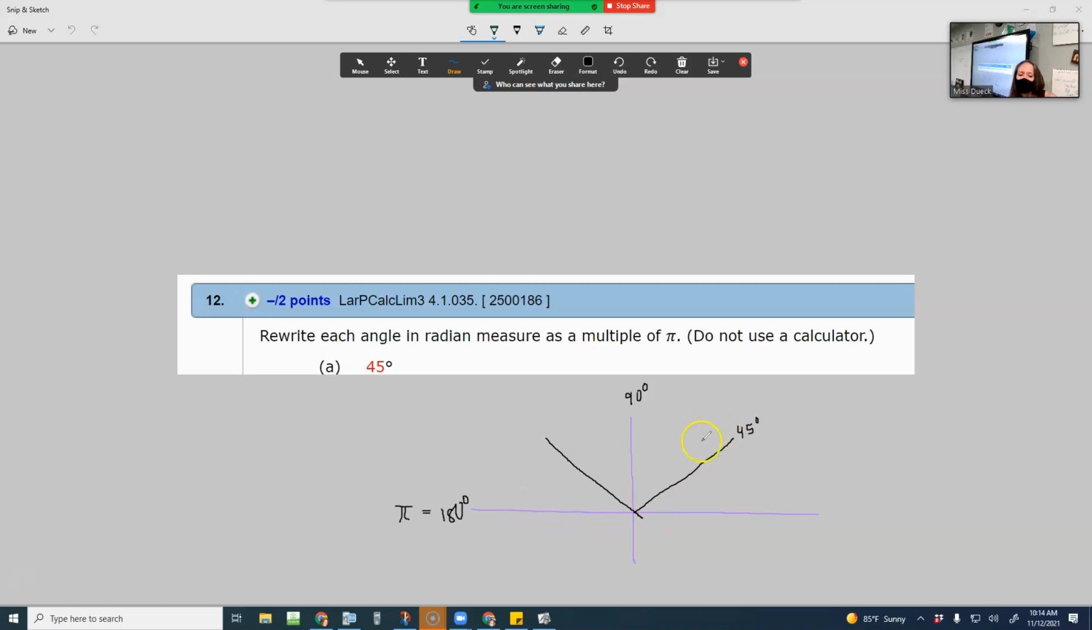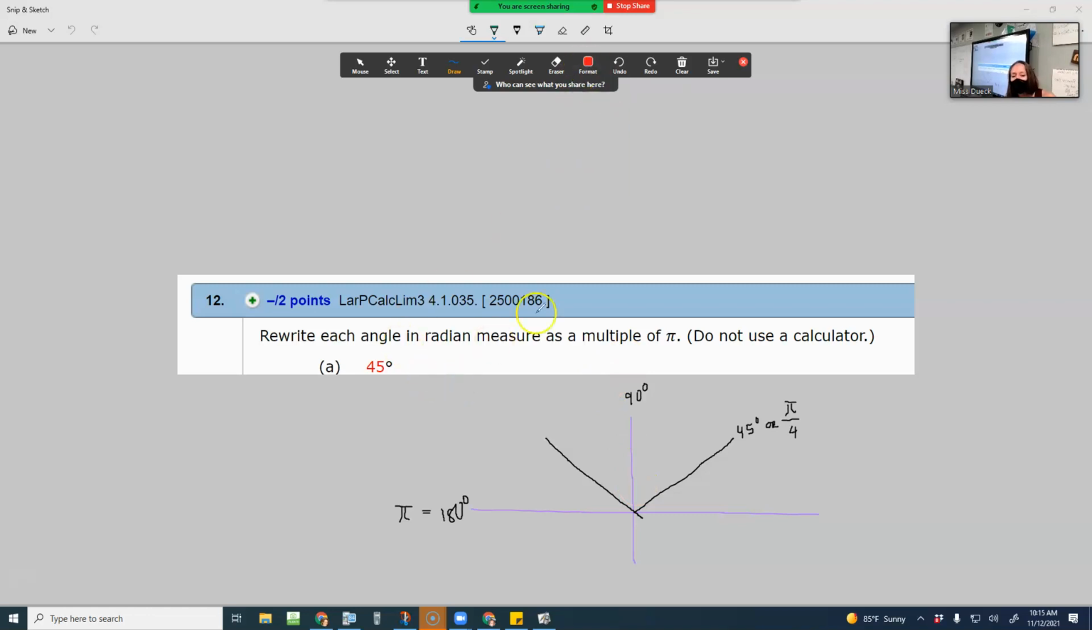So one way of looking at it is 45 is half of 90, which means it's 1/4 of the whole half circle, which means it's 1/4 of pi. So some people would think of it that way. If you're more of a visual person, that might be helpful. So it's 1/4 of the half circle, it's 1/4 of pi.